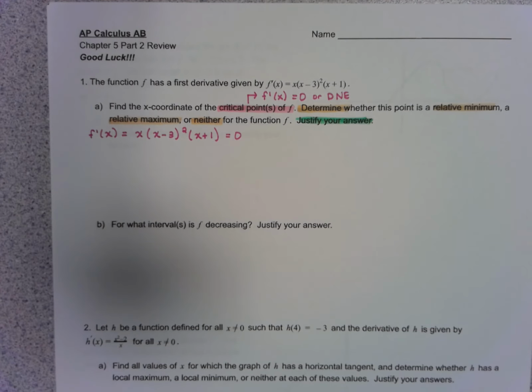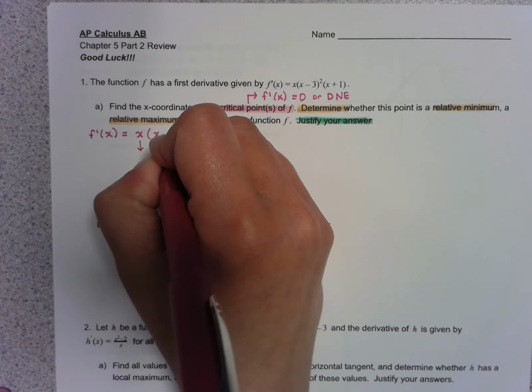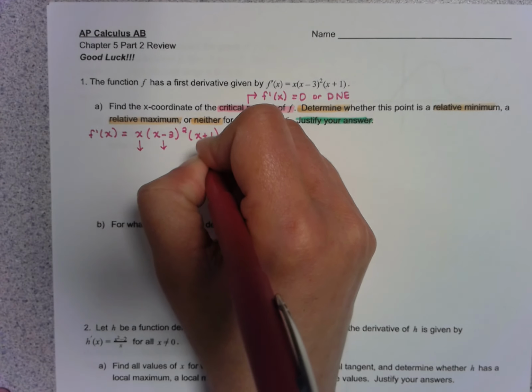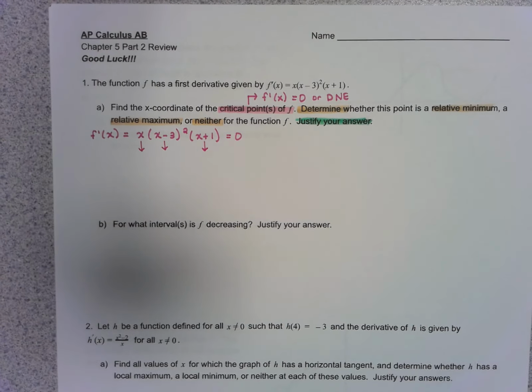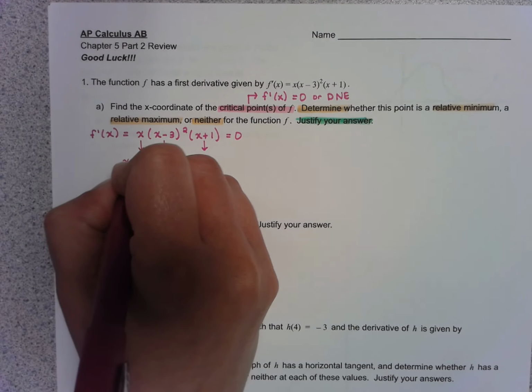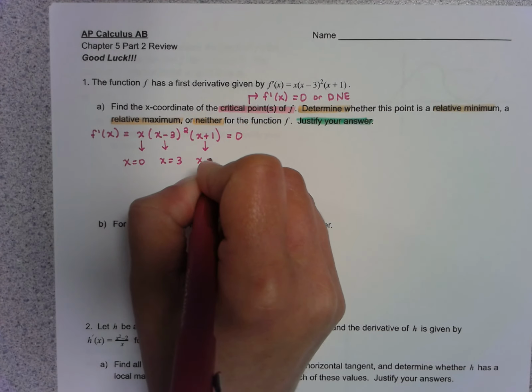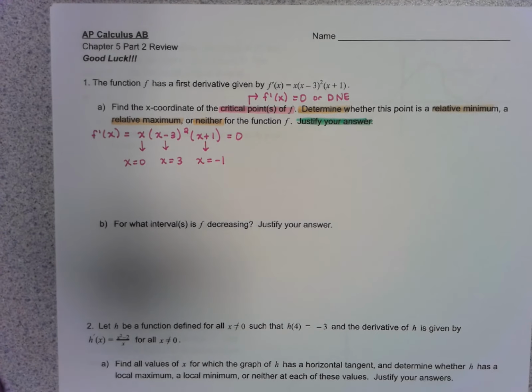So the next step would be to actually solve this equation. To solve this equation, I'm going to break it down into three parts. What is the value that makes x 0? What is the value that makes x minus 3 0? And what is the value that makes x plus 1 0? So I would get three answers: x equals 0, x equals 3, and x equals negative 1.